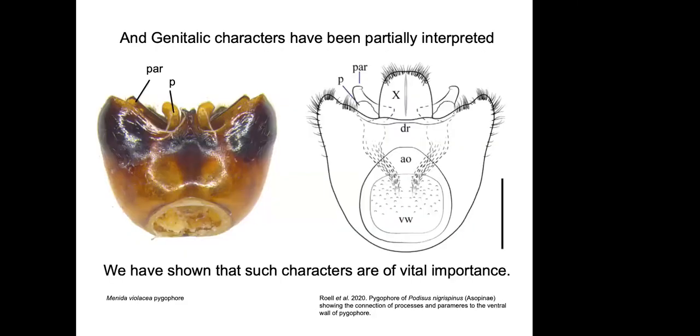Additionally, genitalic characters that have been considered, but only in terms of smaller groups, were not interpreted across the whole of the Pentatomidae, and therefore they should be interpreted in the future in order to clear which groups share this set of characters, and showing that some characters should be reinterpreted in a way different to what we are doing until now, like, for example, the rostrum in Asopines.